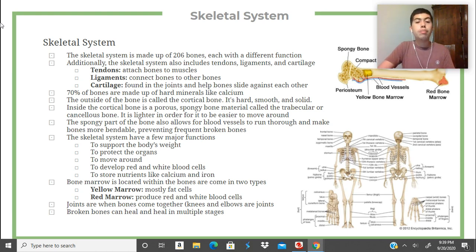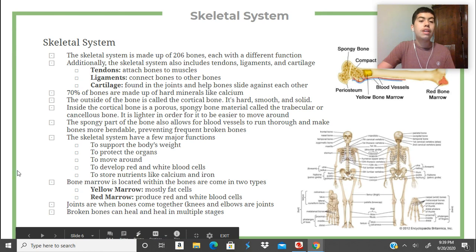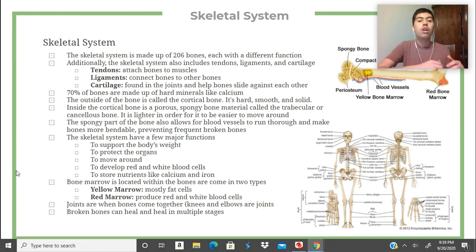And then the outside of the bone is called the cortical bone. It's hard, smooth, and solid, and you can see it here. And then inside the cortical bone is a porous, spongy material called the trabecular or cancellous bone. And it is lighter in order for it to be easier to move around. So if our bones were completely solid, they would be very heavy, and it would be very hard for us to move our bones around.